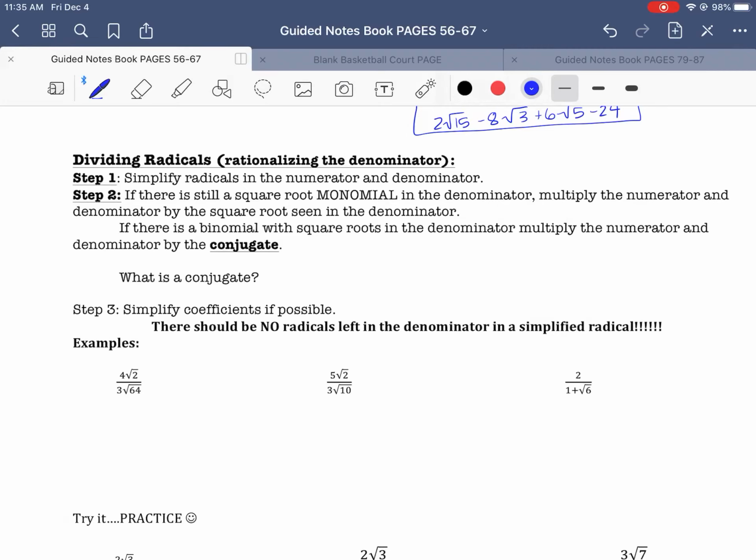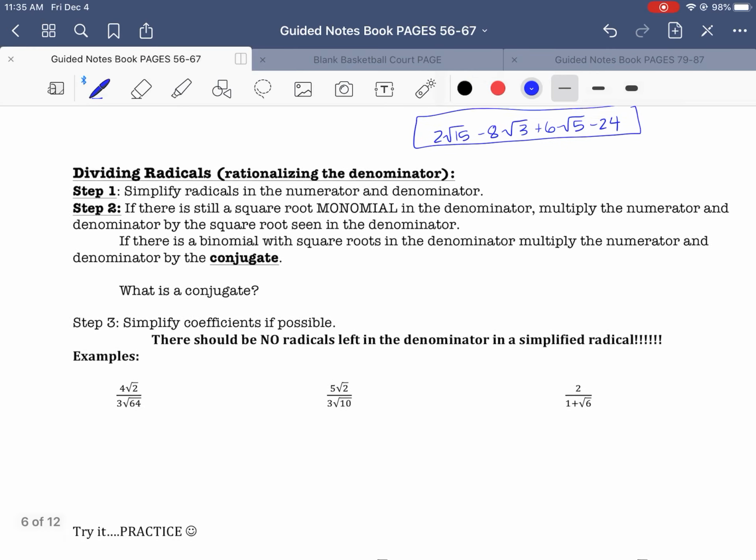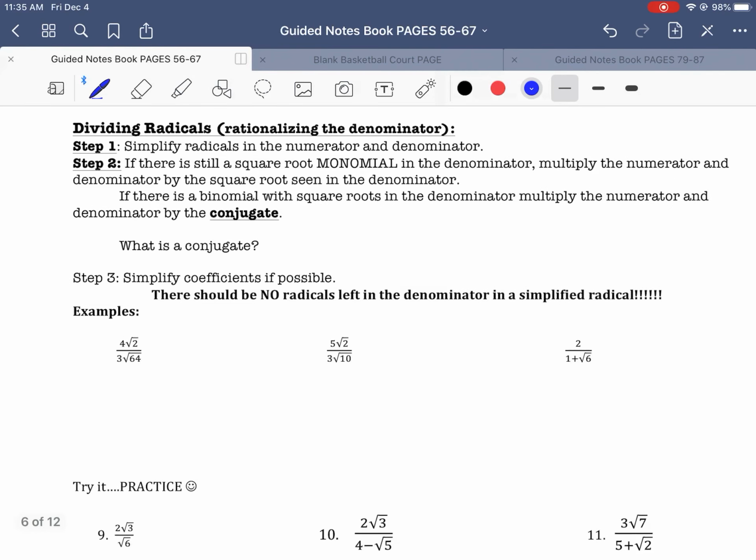All right, in this video we're going to talk about dividing radicals, or what we call rationalizing the denominator. This applies using multiplication of radicals, so make sure you've gone through the multiplication video first. When we're dividing radicals, remember division is represented with this fraction bar. And basically all we're saying is how do we simplify it.